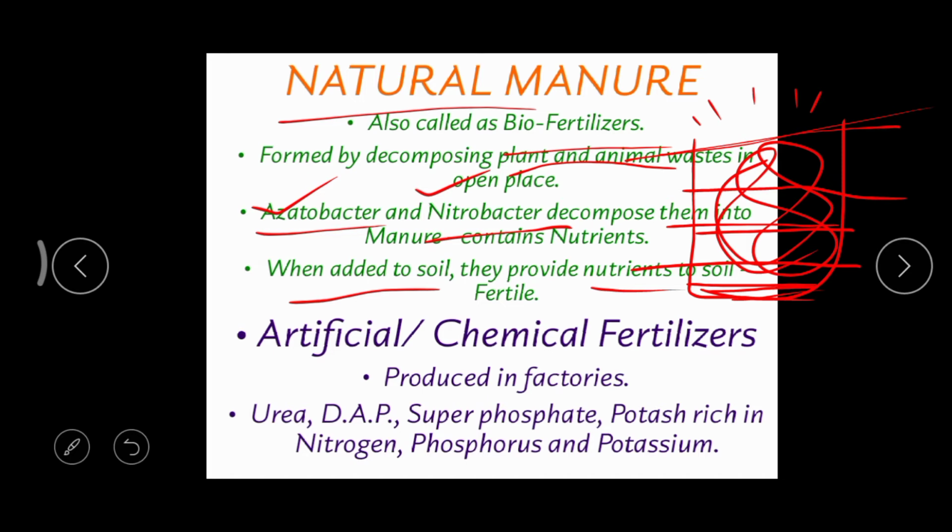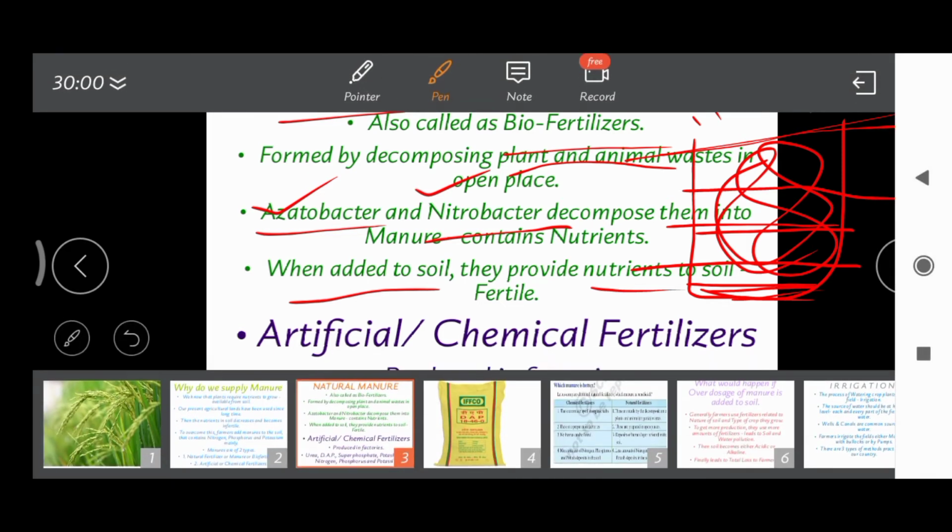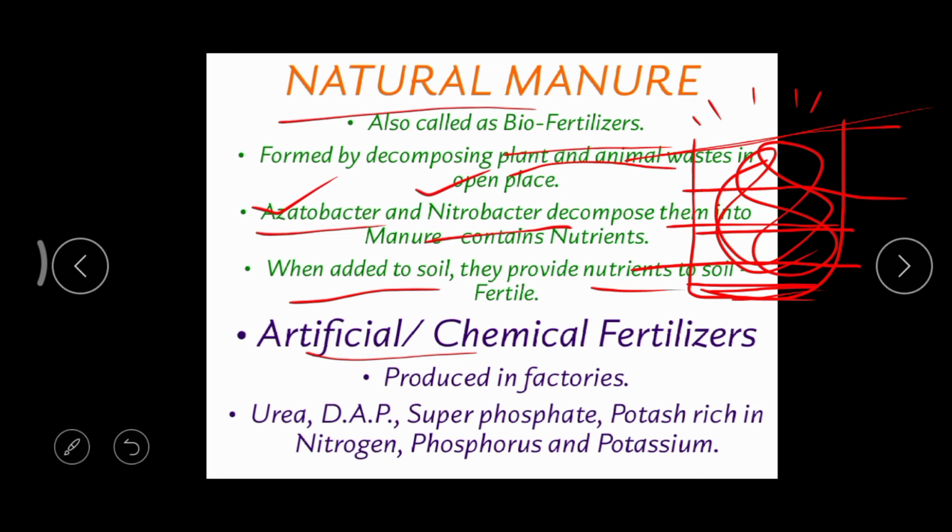And then what's the next one? There are artificial or chemical fertilizers. What is meant by artificial? Artificial means man-made. As these fertilizers are made by man, we call them man-made. And chemical means we prepare them using different types of chemicals. That's why we call them chemical fertilizers. Or in other words, we can also call them synthetic. Synthetic means the same, artificial. Correct.